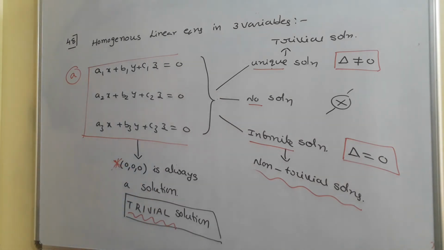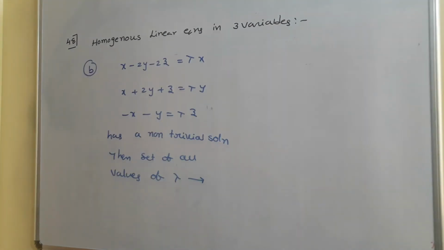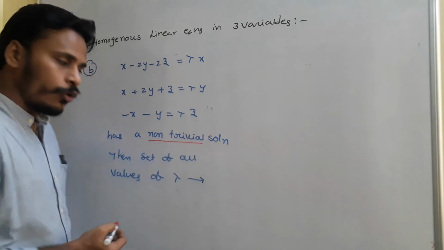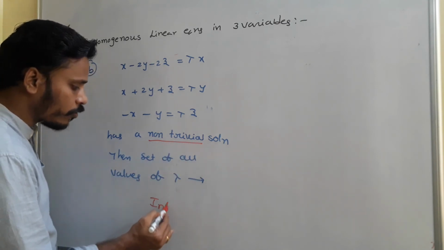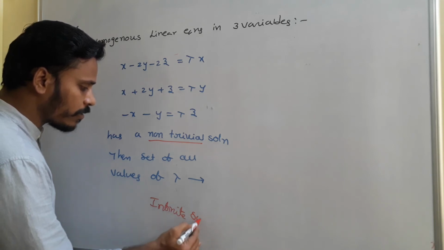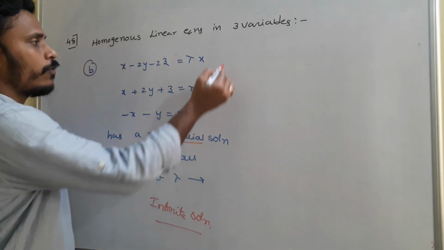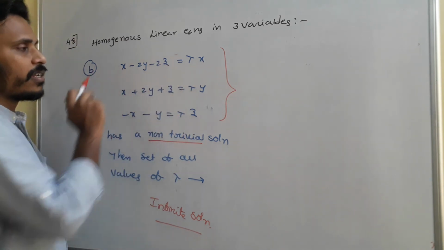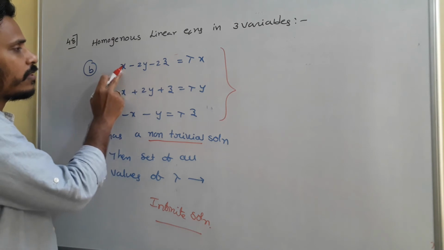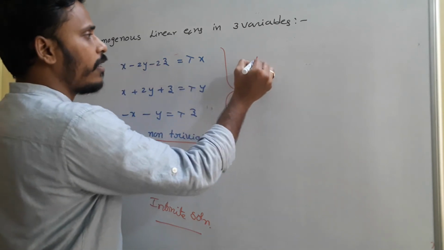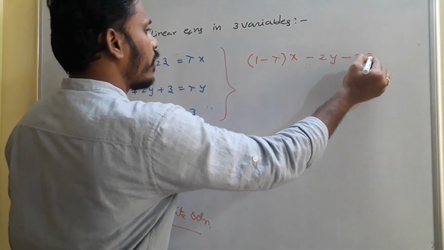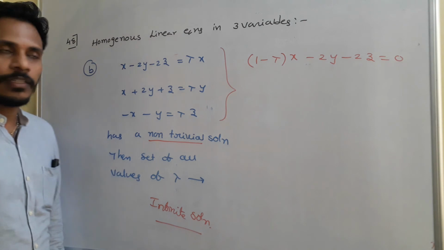I will give you a problem now. The given system of equations has a non-trivial solution. So as I mentioned, a non-trivial solution corresponds to what? Infinite solutions. The given system has infinite solutions. First of all, rewrite these three equations in our usual format for comfort. Send lambda x to this side. If you send it this side, it will become (1 minus lambda)x minus 2y minus 2z is equal to 0. That's the first equation.